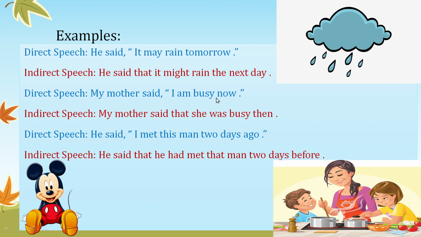My mother said, "I'm busy now." My mother said that I into she, she was busy then. Here, am into was, now into then. He said, "I met this man 2 days ago." Ago will be changed into before. He said that he had met that man 2 days before.